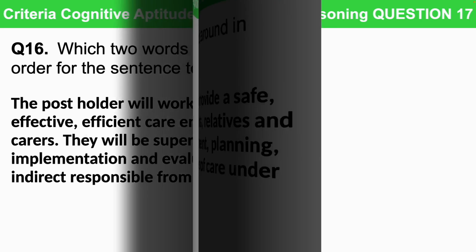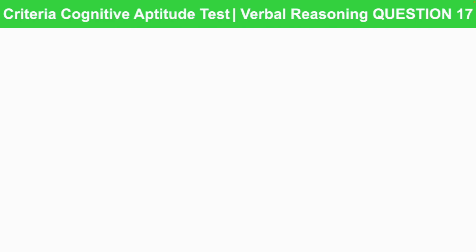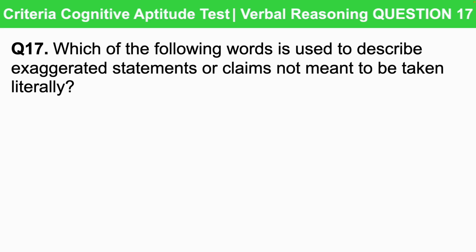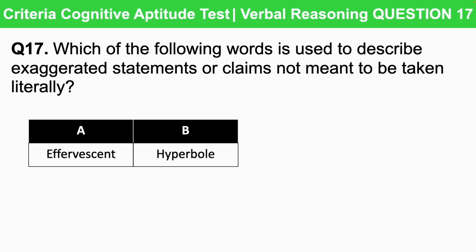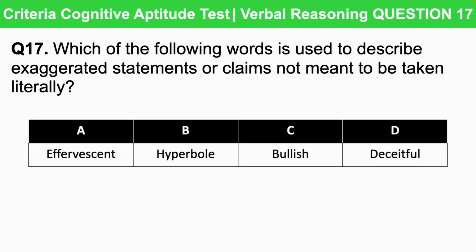Okay, here's the next CCAT verbal reasoning aptitude test, which is, which of the following words is used to describe exaggerated statements or claims not meant to be taken literally? Is it A, effervescent, B, hyperbole, C, bullish, or D, deceitful? You have 12 seconds on that timer starting now.